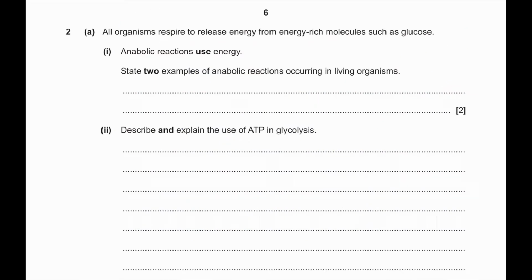Question number 2a. All organisms respire to release energy from energy-rich molecules such as glucose. Anabolic reaction use energy. State 2 examples of anabolic reactions occurring in living organism. In living organism, there is always DNA replication that can take place if a particular cell wants to divide. Then to make protein, because all the time protein synthesis takes place. Also if cell membrane synthesis takes place, so to make phospholipid.